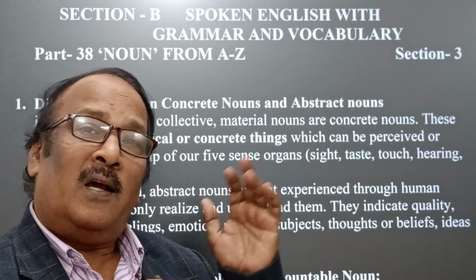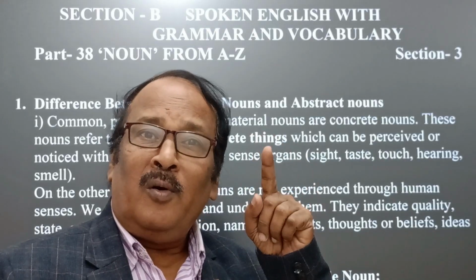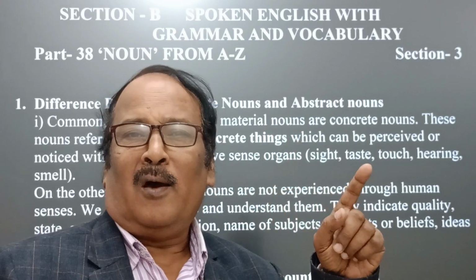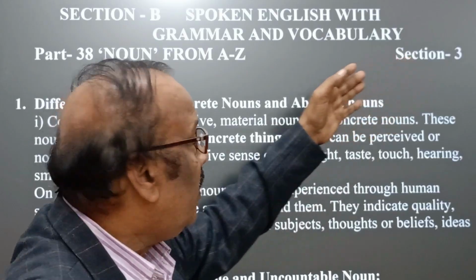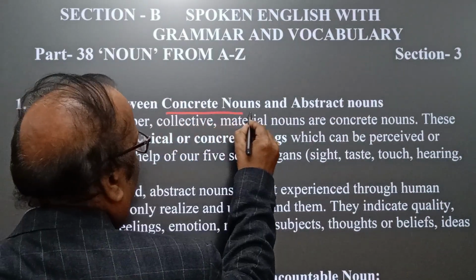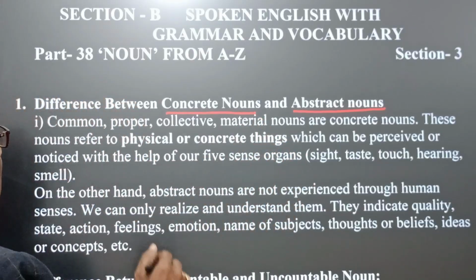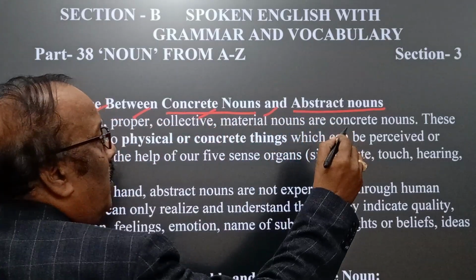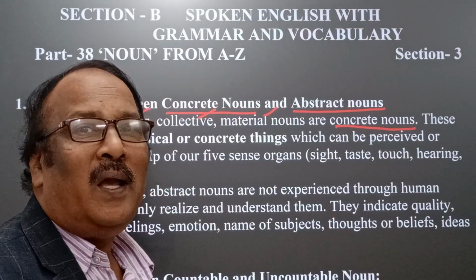In the last class we discussed the definition of noun, proper noun, common noun, collective noun, material noun and abstract noun. Here in this section 3 we are going to find out the difference between concrete nouns and abstract nouns. Yes, common, proper, collective and material nouns are concrete nouns because they are physical by nature.